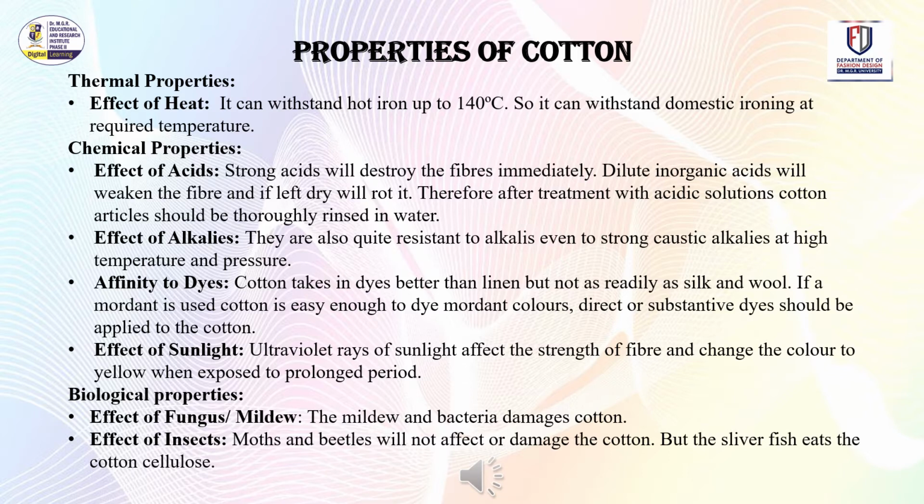Chemical properties. Effect of acid. Strong acid will destroy the fiber immediately. Effect of alkalis. It is quite resistant to alkalis, even to strong caustic alkalis at high temperature and pressure. Affinity to dyes. Cotton takes in dyes better than linen, but not as readily as silk and wool. Effect of sunlight. Ultraviolet rays of sunlight affect the strength of the fiber and change the color to yellow when exposed for a prolonged period.